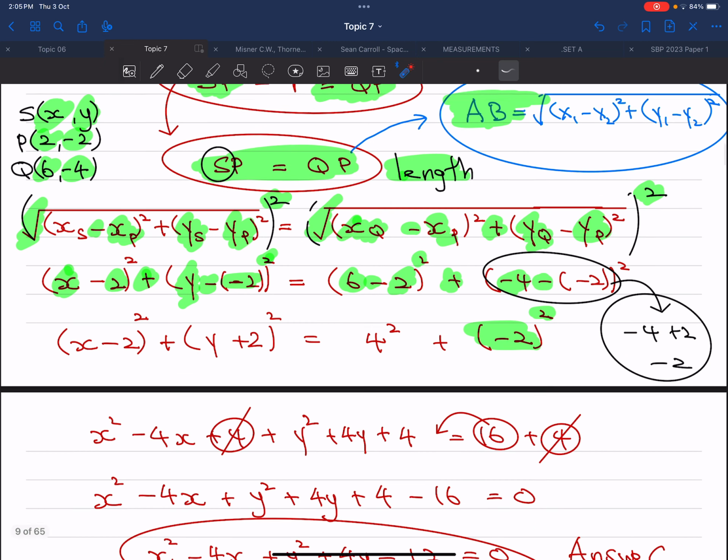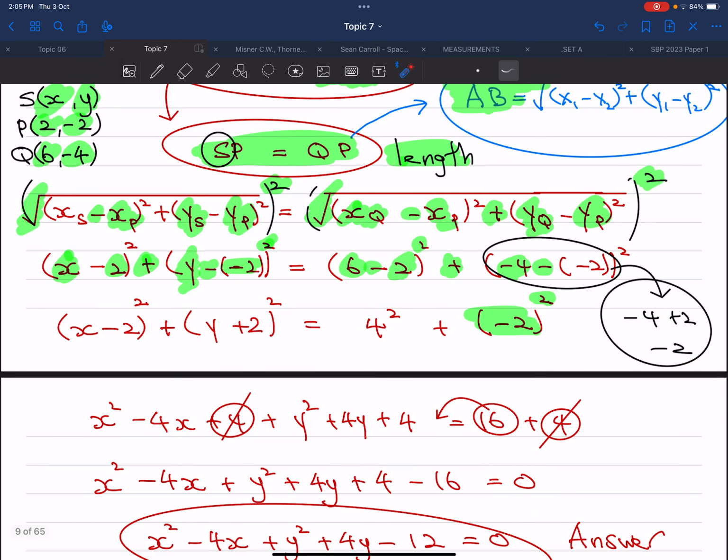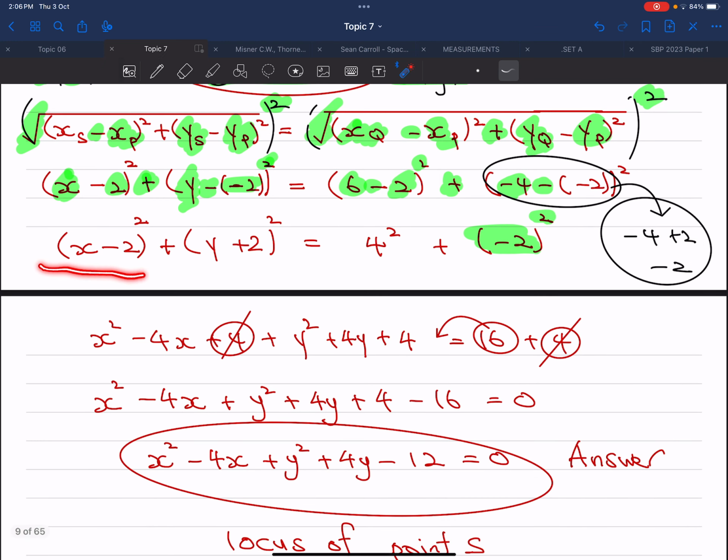So now on the left hand side, x minus 2 bracket square, I just copy back. Minus is plus. So we have y plus 2 bracket square. On the right hand side, 6 minus 2, 4 square. And here we already got negative 4 plus 2 is negative 2 square. Now on the left hand side, I'm going to expand x minus 2 bracket square and also expand y plus 2 bracket square.